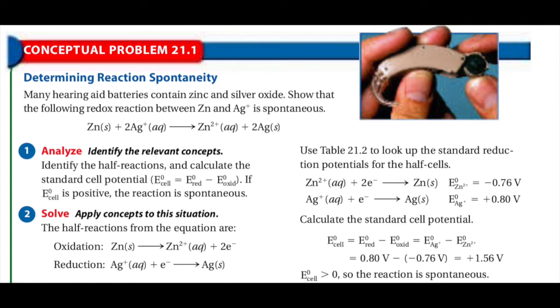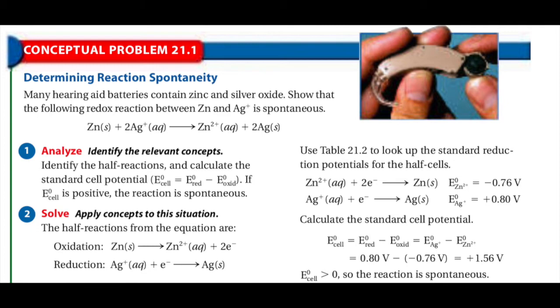Okay, so zinc solid, zinc metal, zero charge, is going to go to zinc plus 2, so it's becoming more positive. So that's going to be the oxidation reaction. The reduction reaction is going to be silver plus 1 to silver 0. That's going to be less positive, so that's going to be the reduction reaction.